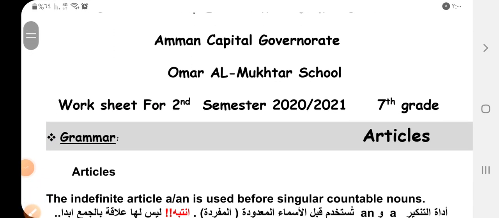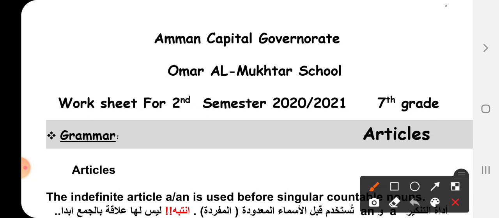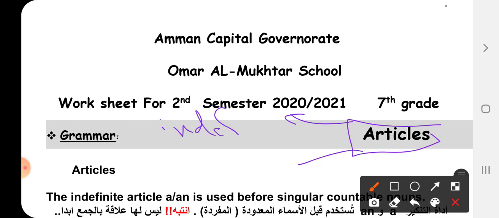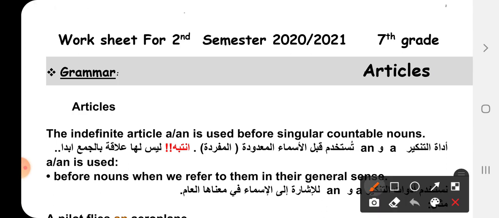Inshallah, we will start with the grammar unit 6, articles. Before we start with articles, let's know we have two kinds of articles: indefinite articles and definite articles. Okay, let's start with indefinite articles. Indefinite articles, we use it with a or an.